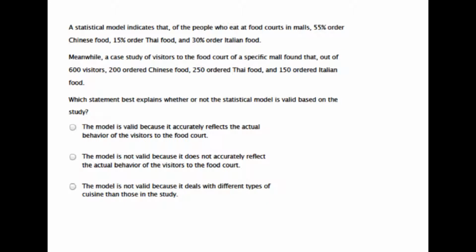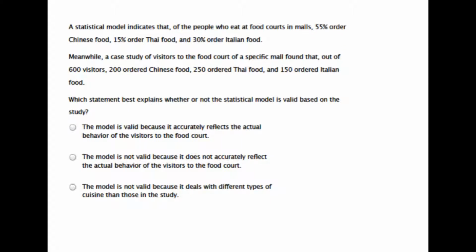This one is a statistical model indicates that of the people who eat at food courts in the mall, 55% order Chinese food, 15% order Thai, and 30% order Italian food. Meanwhile, a case study of the visitors to the food court of a specific mall found that out of 600 visitors, 200 ordered Chinese, 250 ordered Thai food, and 150 ordered Italian. Which statement best explains whether or not the model is valid?